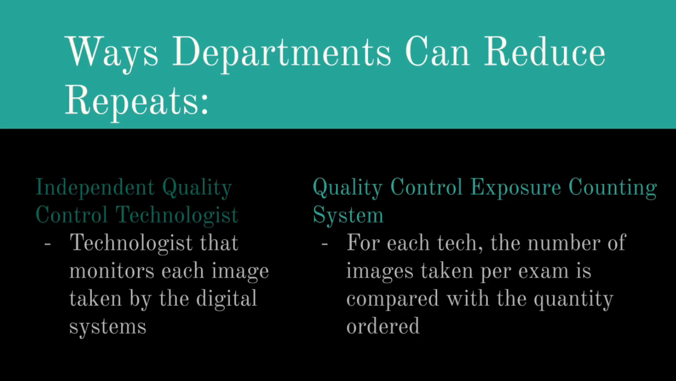There are two specific ways that our book mentions can help departments reduce repeats. One being an independent quality control tech who monitors each image taken by the system. The other way is by incorporating a quality control exposure counting system, in which the number of images taken and the amount of times a patient is exposed is compared to the amount of images in the order. For example, if a tech gets an order for a 3-view ankle, but the tech had to repeat their oblique and lateral, resulting in 5 exposures and taken images instead of 3.